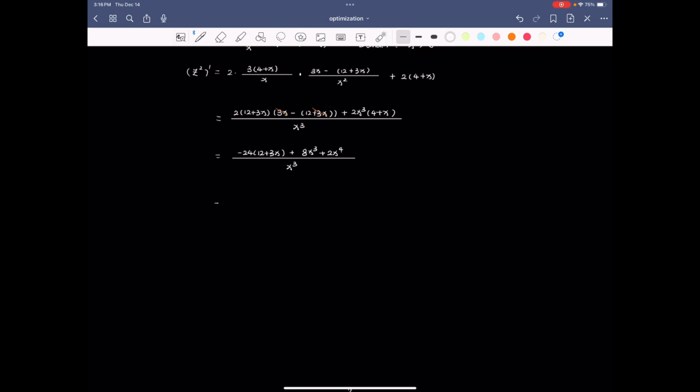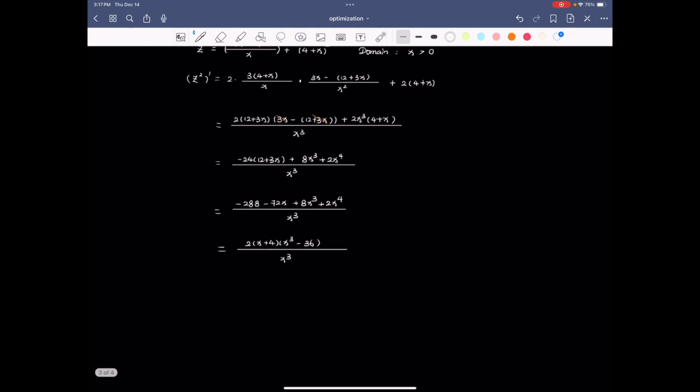I can open the brackets again and see if I can simplify it. So this part is going to be negative 288 minus 72x plus 8x cubed plus 2x to the power 4 over x cubed, and this can be factored out, and we'll have 2 times (x plus 4) times (x cubed minus 36) over x cubed. Okay, and now I want this to be 0, so we know that, did I write the domain? Yeah, I did write the domain. So we can see that this exists within the domain.